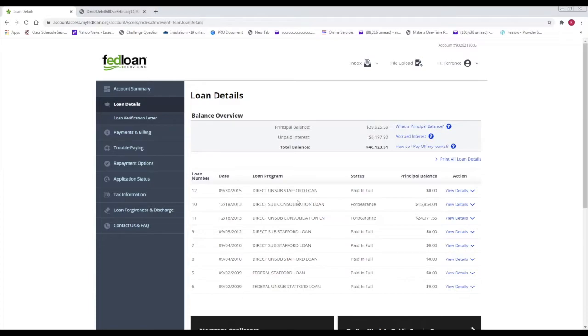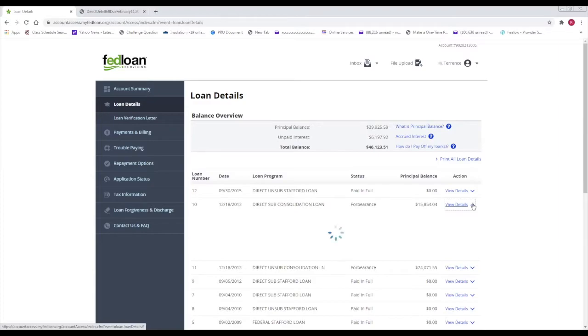But then if you look at loan number 10 and 11, last week we talked about consolidation. What I ended up doing, I consolidated my loans, and what they did, they put all the subsidized loans together, and then they put all the unsub together. So when they did the sub, it totaled $15,854.04, and then the direct unsub totaled $24,071.55.